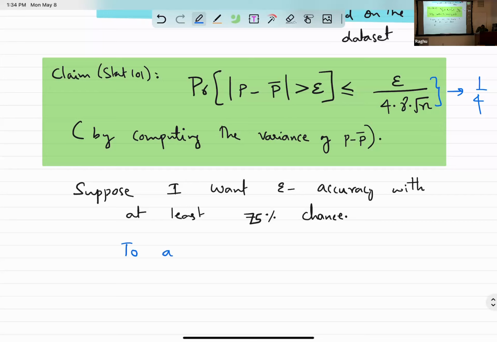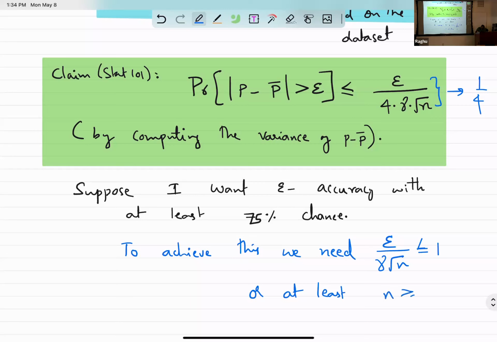So to achieve this, we need... as epsilon decreases, the probability should increase. Yeah.